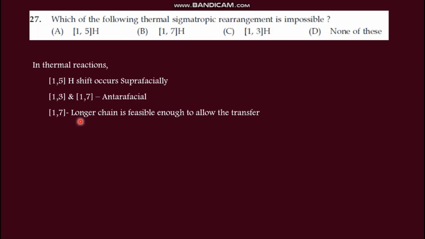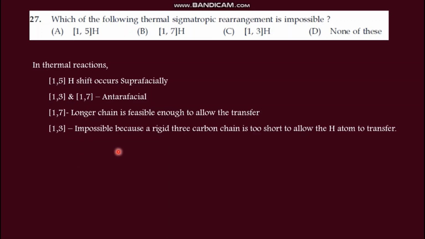In 1,7 the longer chain will be feasible enough to allow the transfer, but in 1,3 the 3-carbon chain is too short and the hydrogen transfer is less possible. That means in sigmatropic rearrangement you know that a bond is breaking, and in a 3-carbon chain the possibility of breaking and the transfer is very less. So we can write that a 1,3 hydrogen shift is an impossible sigmatropic rearrangement in thermal condition.